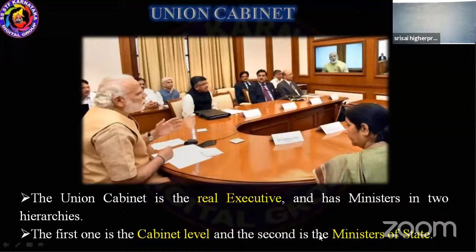The first one is the cabinet level, and the second one is the ministers of state. Here, the ministers of state have to manage all particular department activities and report to the cabinet level ministers. And the cabinet level ministers will discuss all those issues with the PM. Later on, they may perform that plan or any kind of policy which is beneficial to the citizens of India.